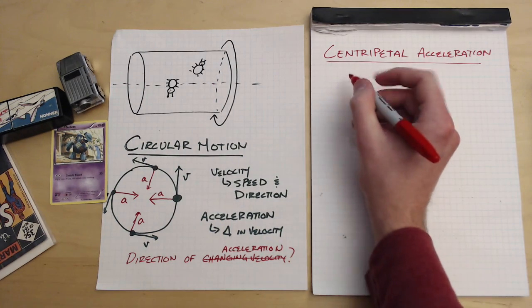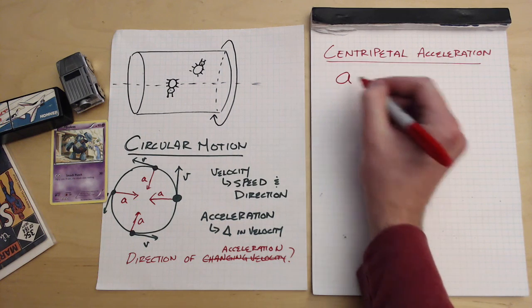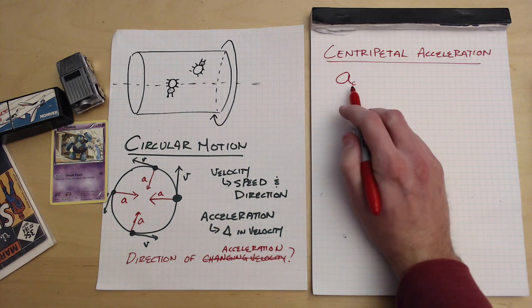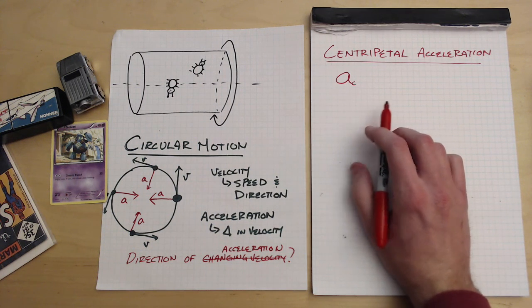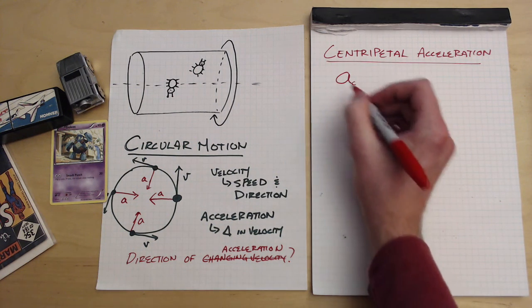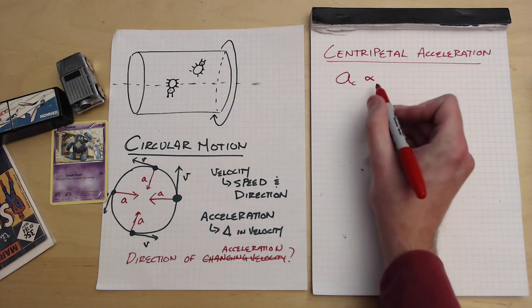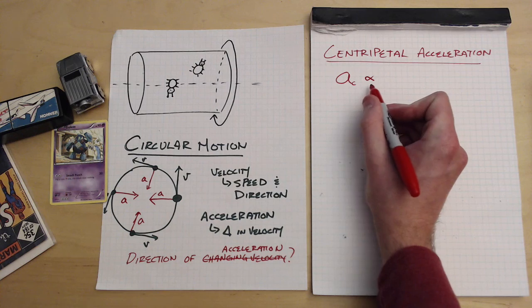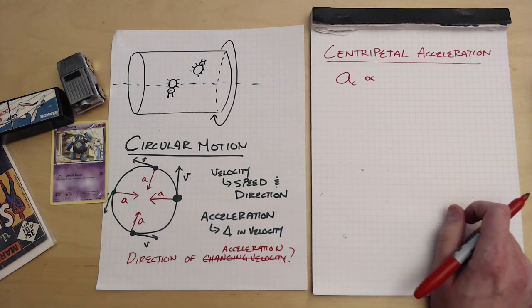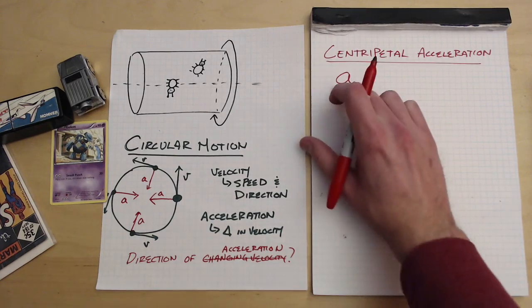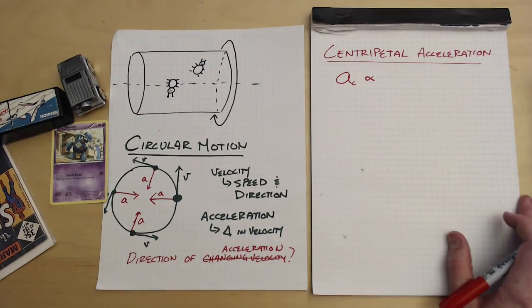So let's see if we can develop an equation for this centripetal acceleration. I'm going to call centripetal acceleration A with a subscript of C, the centripetal acceleration. And we need to figure out what the centripetal acceleration is proportional to. This little symbol right here, the Greek letter alpha, in physics, it's a symbol for proportional to. So what is the centripetal acceleration proportional to?